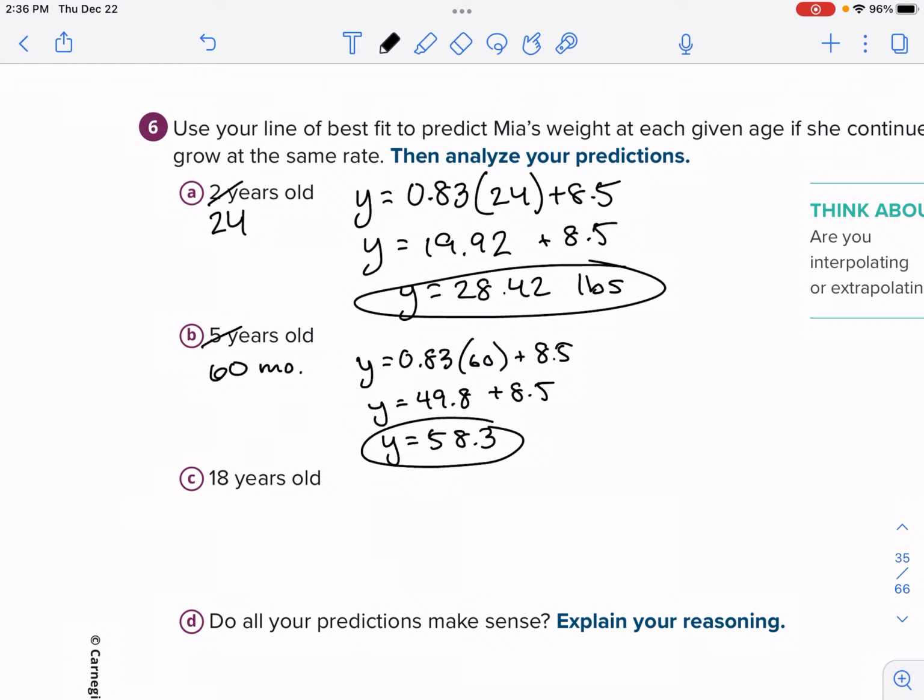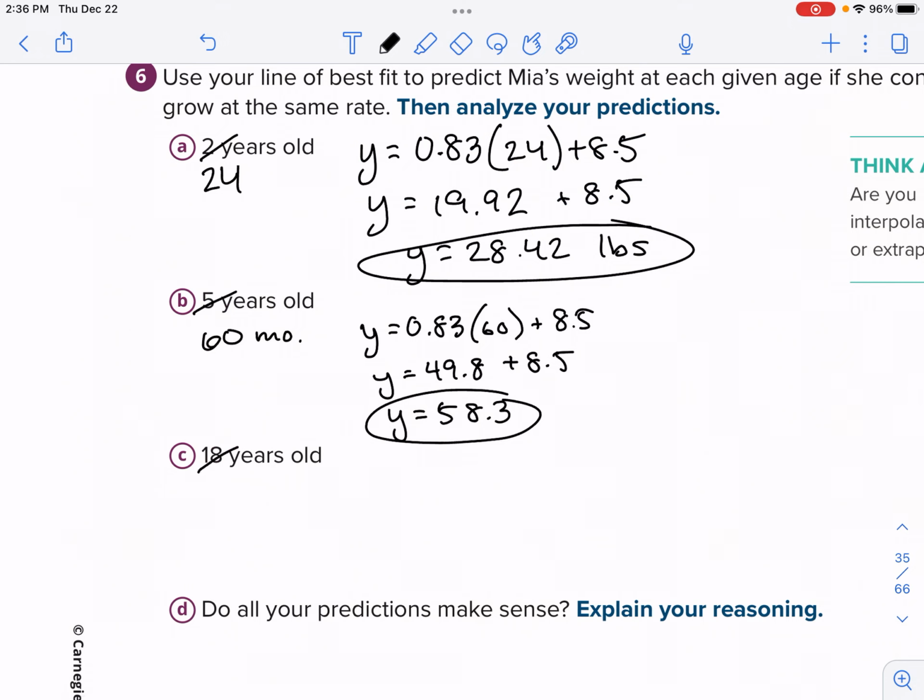So let's move on to, we're going to continue this trend and see for 18 years old. So this is 18 years old. She's graduating high school. Right. So you would have to multiply 18 times 12. So this is 216 months. Okay. So let's plug that in.